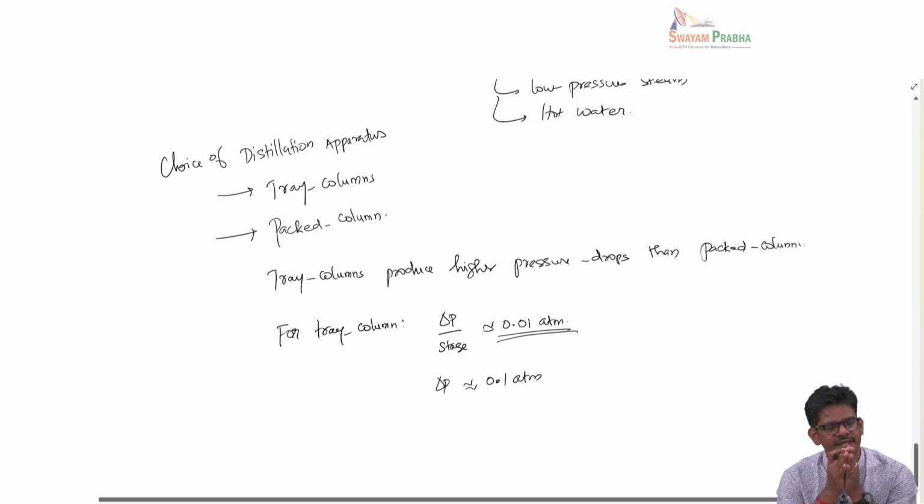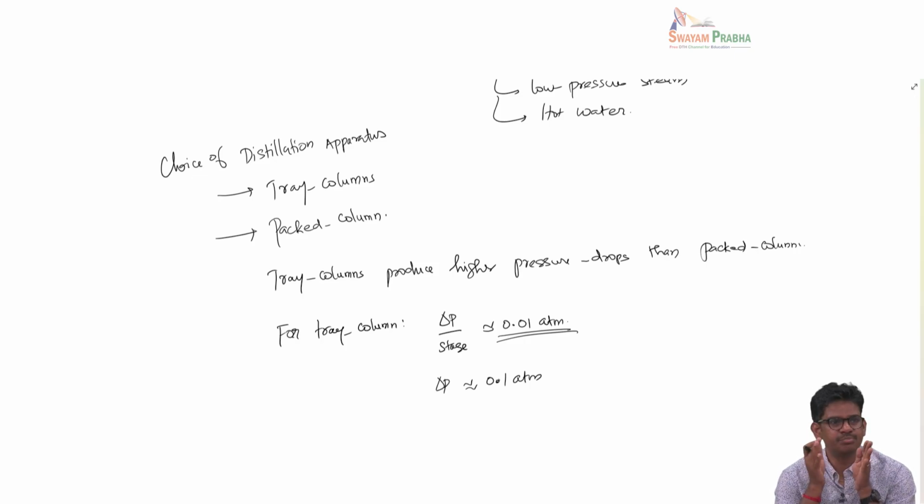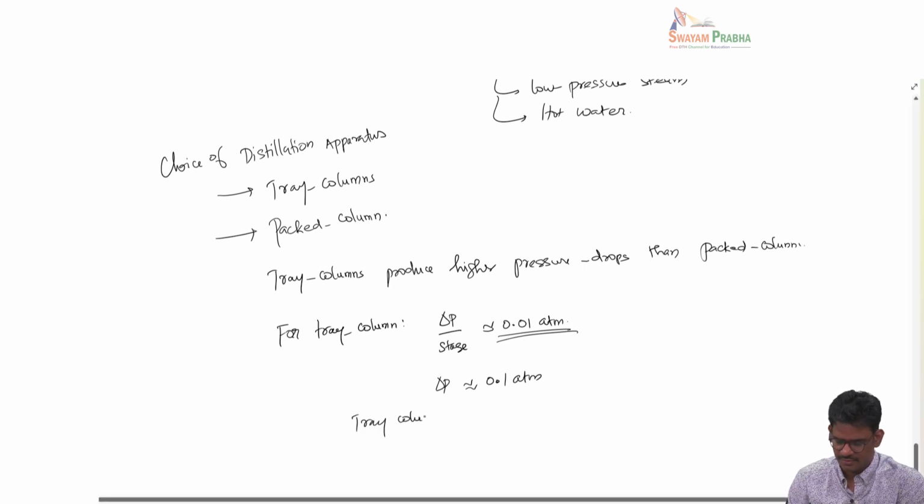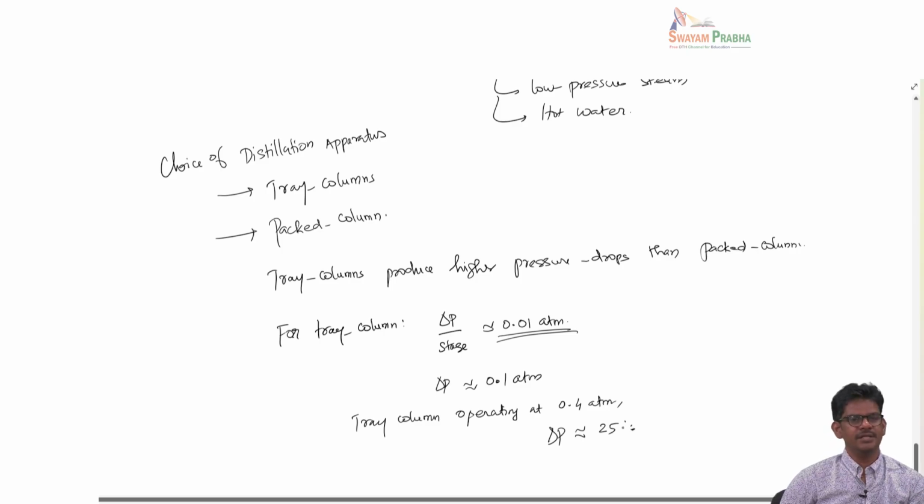Now I already told you that vacuum distillation operates below 0.4 atmosphere, 0.4 and below. 0.4 is more like the highest limit. So if you think about vacuum distillation operating at, let's say, even 0.4 atmosphere, having a pressure drop of 0.1 atmosphere is quite a lot. Okay, this means the tray column operating at 0.4 atmosphere, then we are talking about delta P of the order of 25%. Okay, so 25% of pressure drop is something not physically feasible to operate.